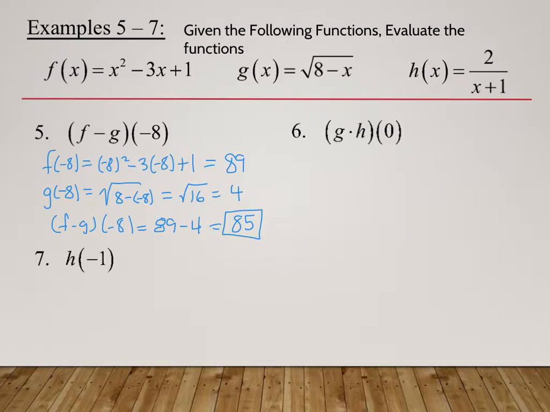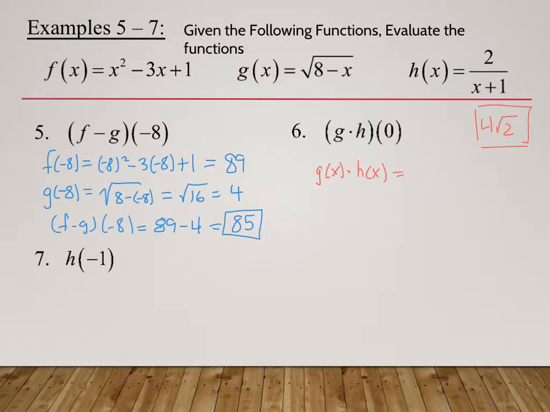So the answer you should have received is 4 square root of 2. Did you get that answer? If not, we will go through it. Right? So we have g times h. So when we do this, we have g of x times h of x.